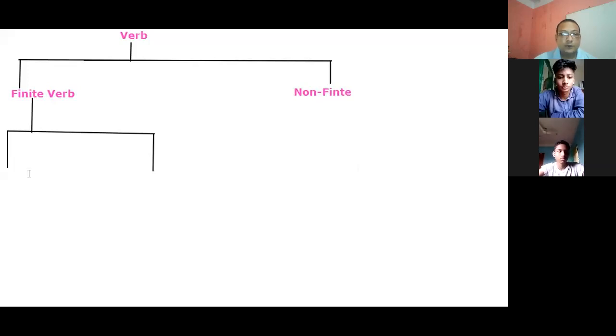Now, who can say how many kinds of principal verbs there are? Yamin. There are two kinds of principal verbs. They are transitive verb and intransitive verb. Excellent. Principal verbs can be divided into two: transitive and intransitive. Fine. Can you give an example of it?